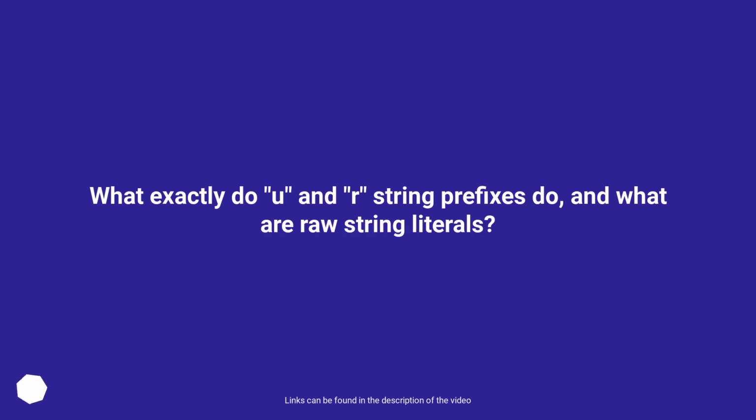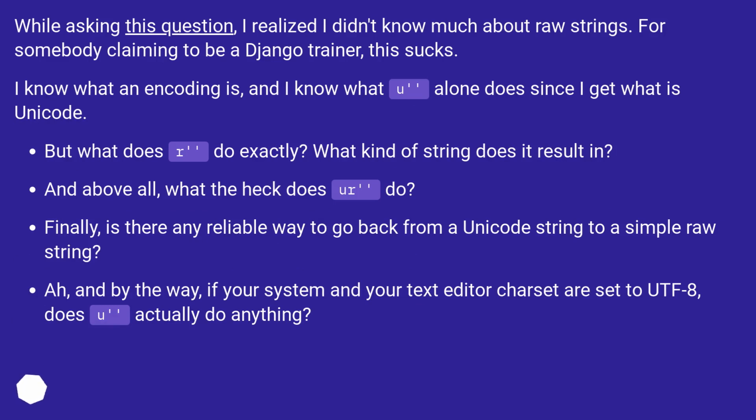What exactly do the U and R string prefixes do, and what are raw string literals? While asking this question, I realized I didn't know much about raw strings. For somebody claiming to be a Django trainer, this sucks. I know what an encoding is, and I know what U alone does since I get what Unicode is. But what does it do exactly?